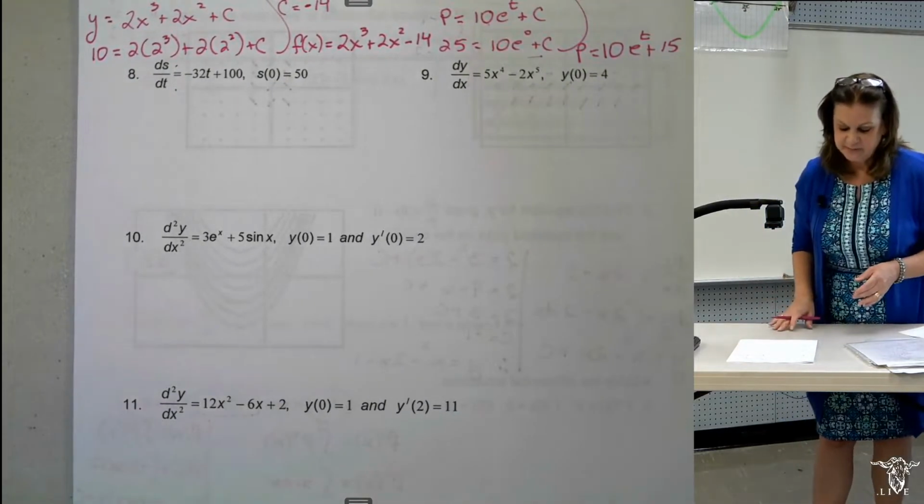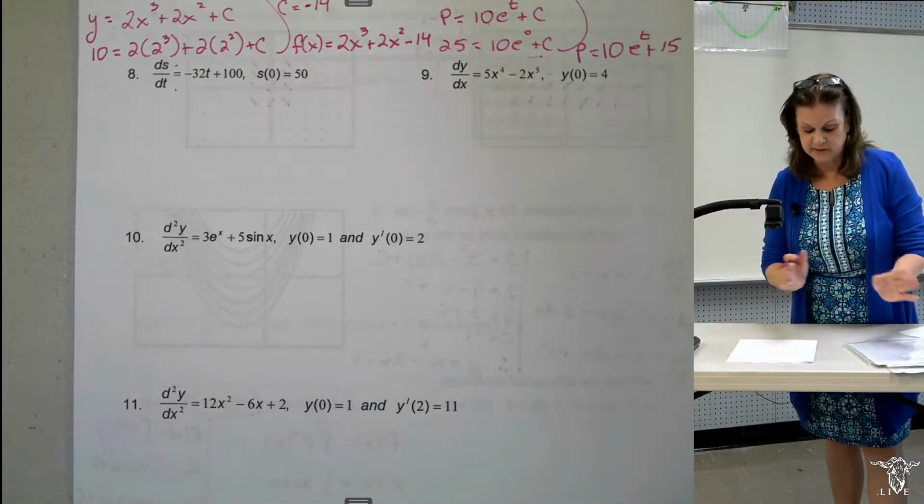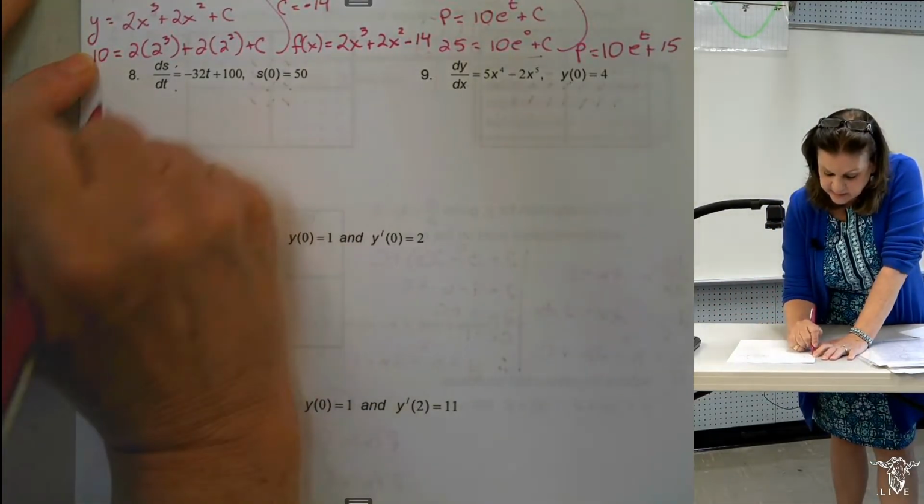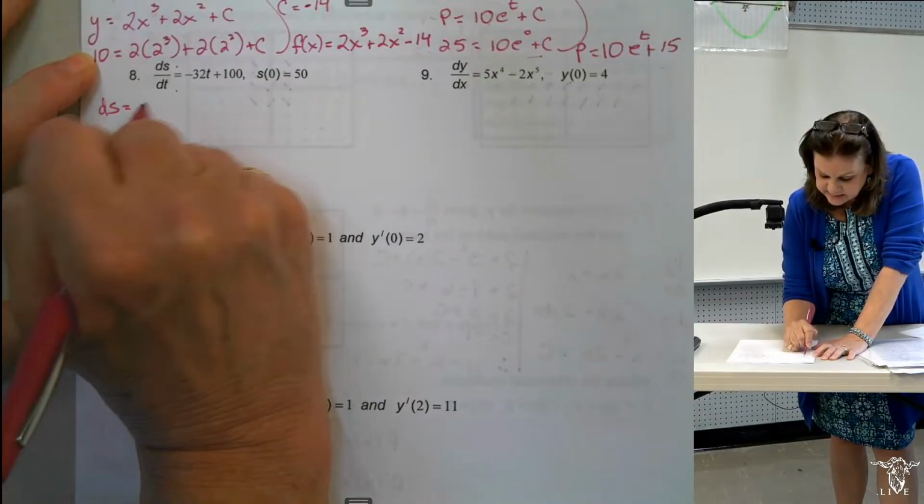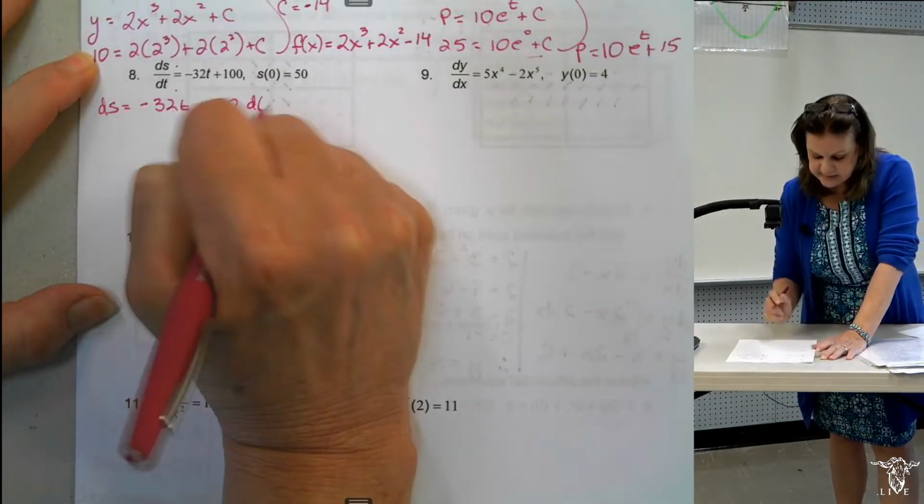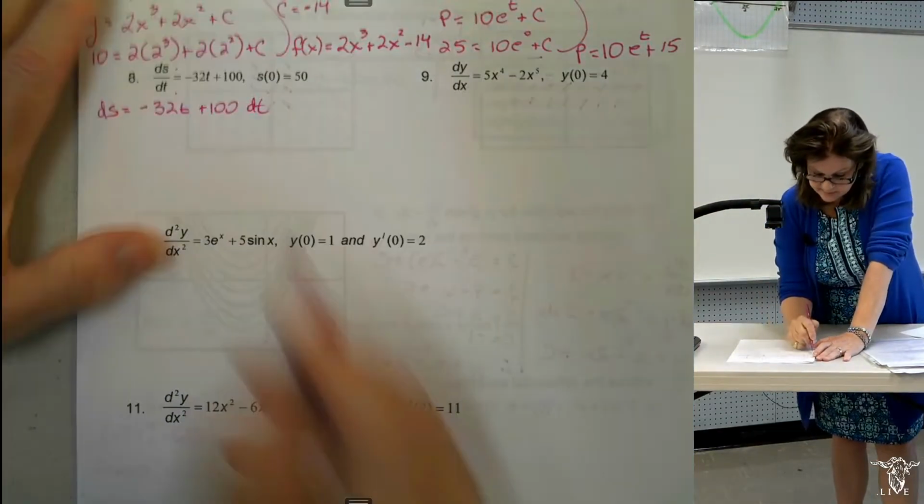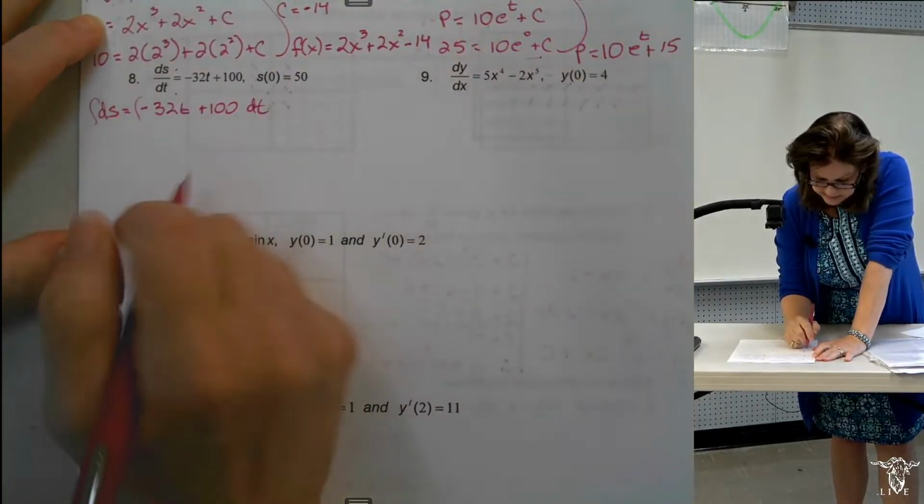All right, let's try number 8, ds dt. And again, it doesn't really matter what the variable is. You just get your like terms together. I've got t's on the right side of the equation, so I'm going to move dt. So ds is negative 32t plus 100 dt. Here's our separation, our integration.